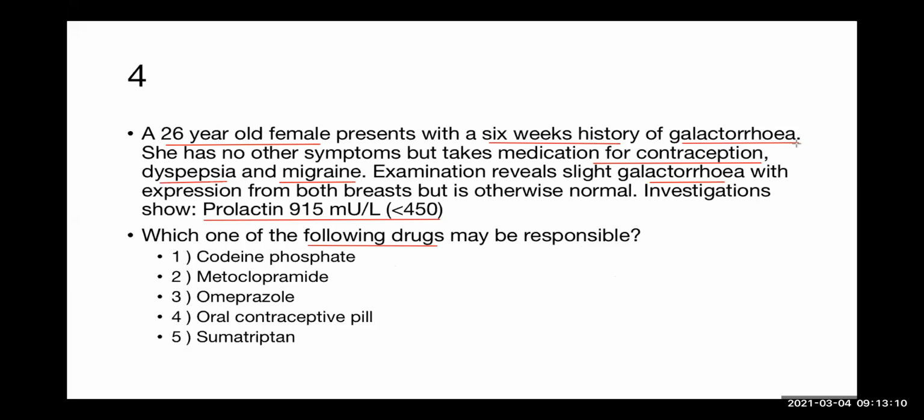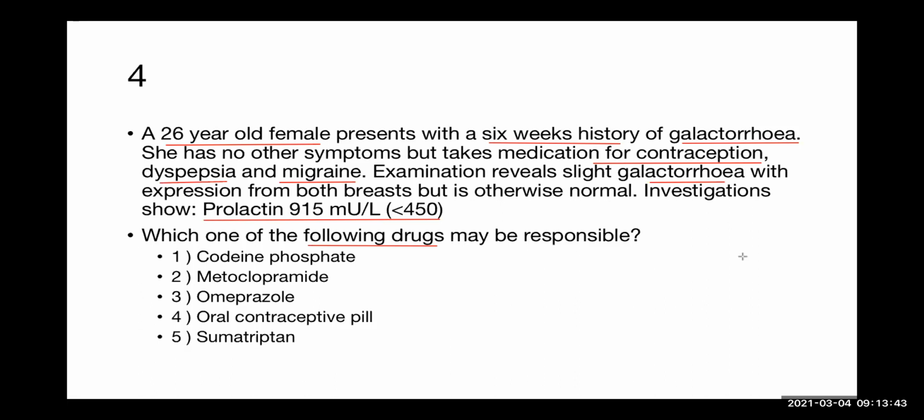And prolactin is the hormone which increases milk secretion. We all know that. And in this case, there is an excessive level of prolactin. But prolactin doesn't increase just like that. There has to be some reason. One of the important reasons is a tumor in the pituitary gland. But there is no evidence of tumor here. They didn't mention any headache, vomiting, or blurring of vision, nothing like that. So I don't think about tumor here.